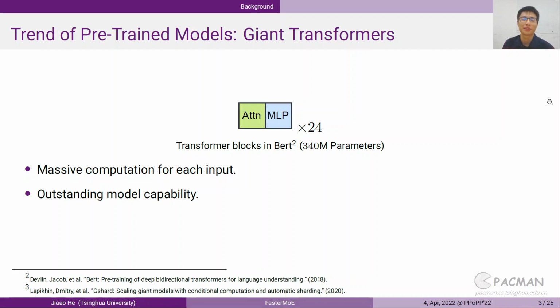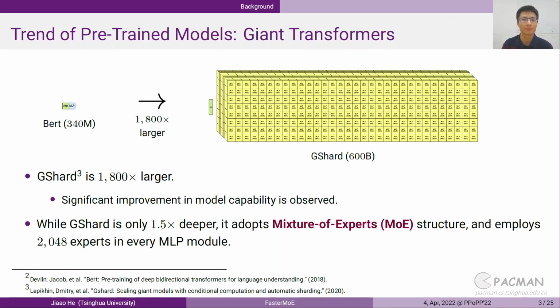Let's flash back to 2018 and look at the first popular pre-trained model, which was called BERT. It has 24 transformer blocks with a parameter size of 340 million. It involves massive computation load for each input, but it has outstanding model capability in multiple downstream tasks.